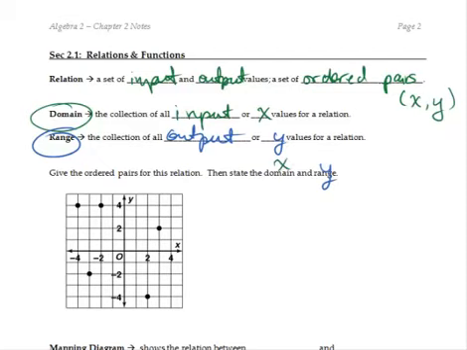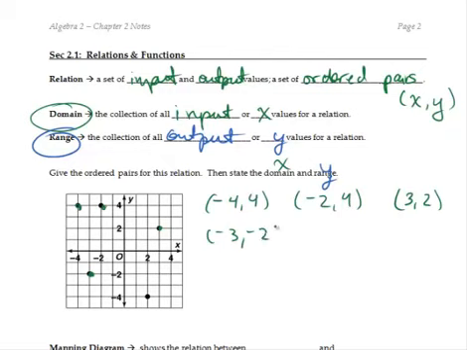So, ordered pairs for this one here. Ordered pairs will be -4, 4 for this guy. -2, 4. We have 3, 2. We have -3, -2, and we have 2, -4. So these here, these are the ordered pairs.